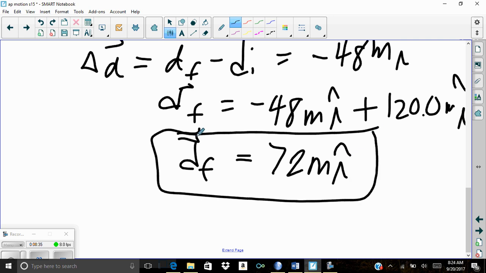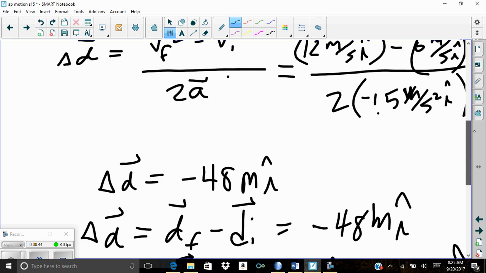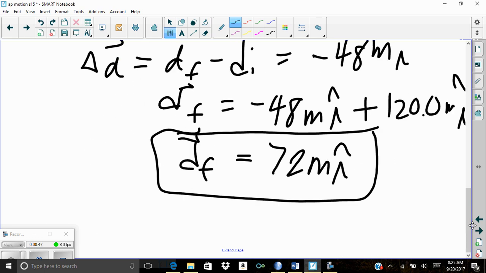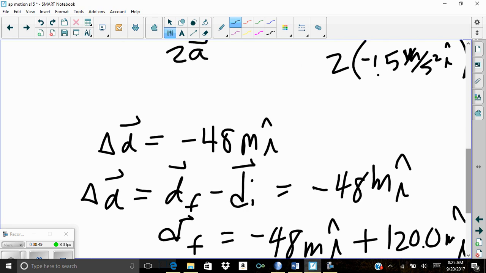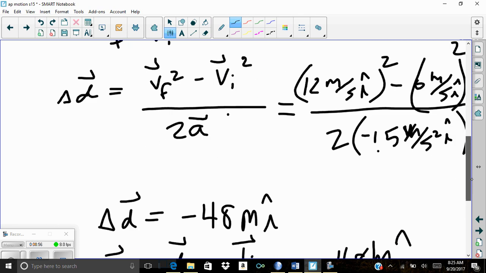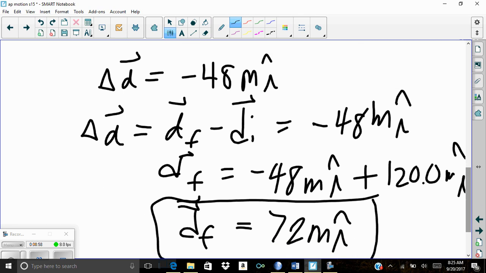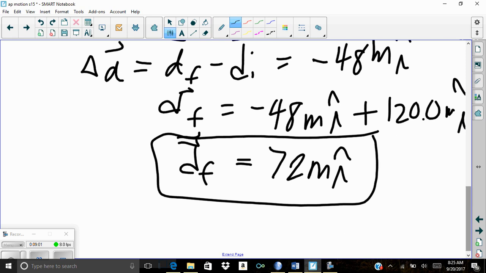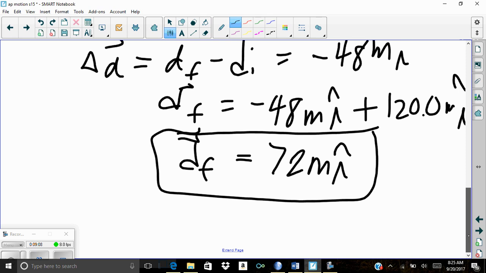How far did it go? It only went 72 meters. Okay, so that's how you solve that problem. Now, at first you may think, well, wait a minute, negative 48, that doesn't make sense. But that's just the displacement during the time when it's slowing down. It actually slowed down, stops, and goes back in the opposite direction. But it had already gone 120 meters. So this just tells us that the final position is 72 meters.